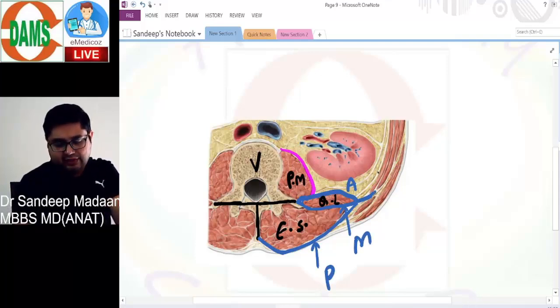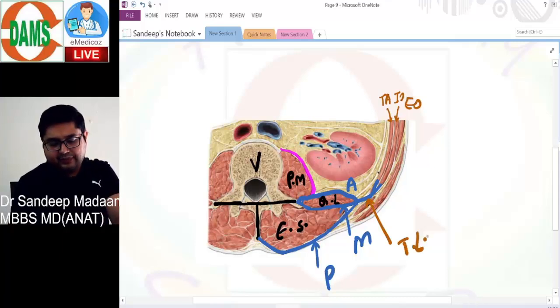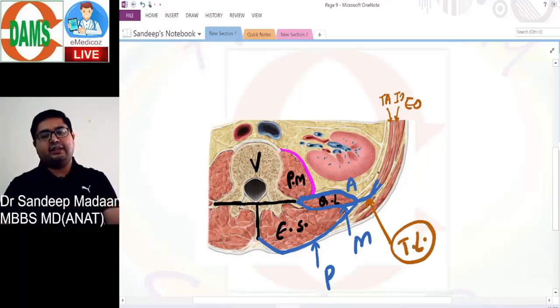What is the name of the fascia? Thoracolumbar fascia. And on the other side, it is giving attachment to these 2 muscles. What are these 2 muscles? If you look at the labeling on this part here, this is external oblique, internal oblique, and transversus abdominis. Now here we can see it is attached to the transversus abdominis and internal oblique, but not to the external oblique, right? This fascia here is thoracolumbar fascia. Is that clear?